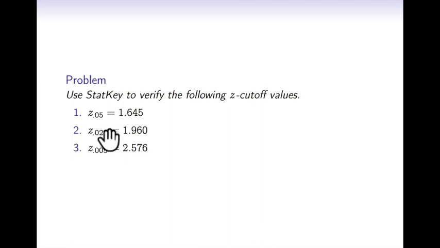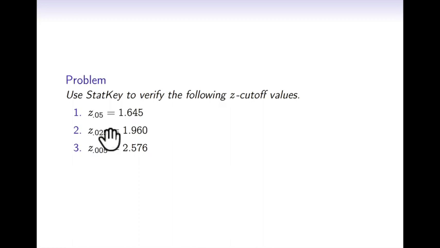That given a value, I've been calling it A, we want to find that value or that area in the right tail, and this tells us where the cutoff for that right tail should be so that that amount of area sits in the right tail.